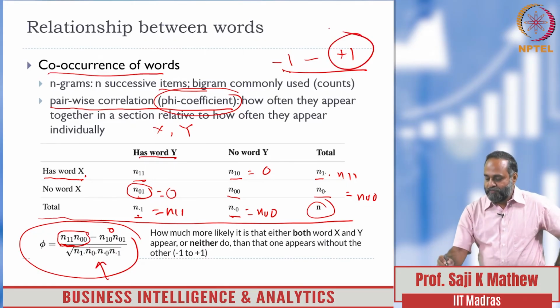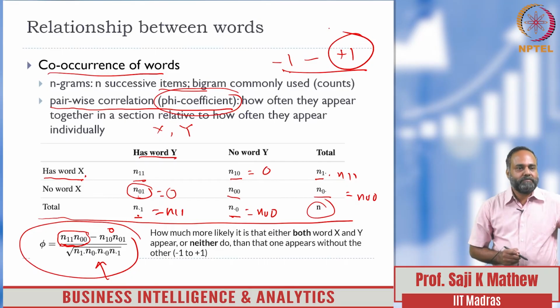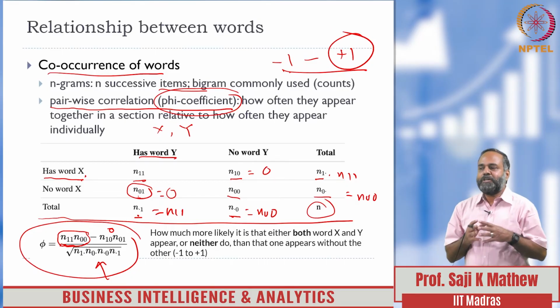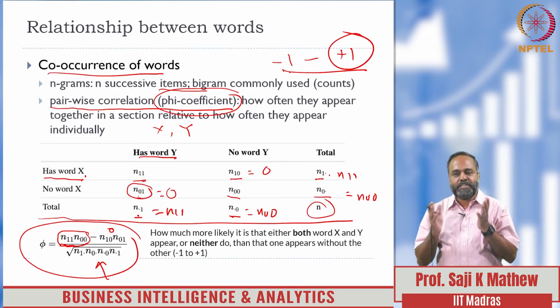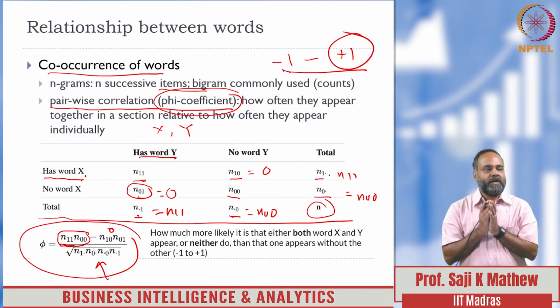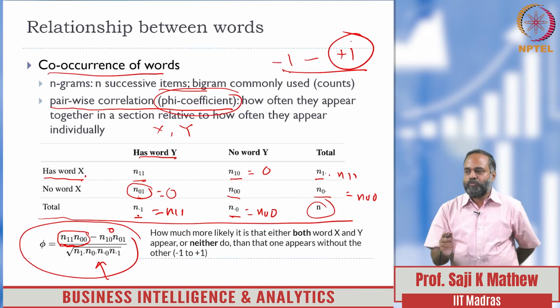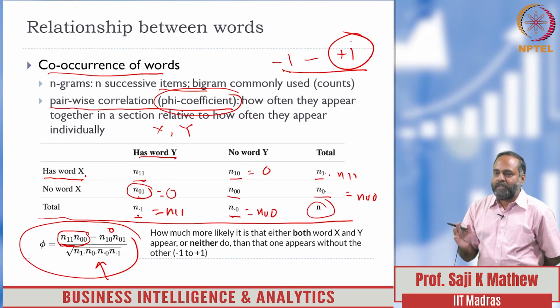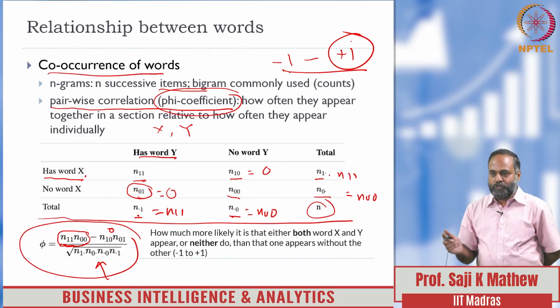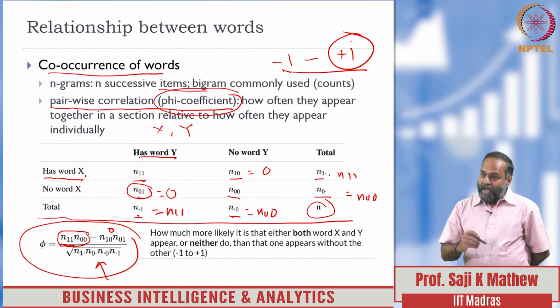You get +1 when both the words always occur together, that is the highest correlation. They do not occur without the other. That is the +1, meaning that you have the highest confidence that if one word is occurring, the other is also there. The -1 is the other extreme.